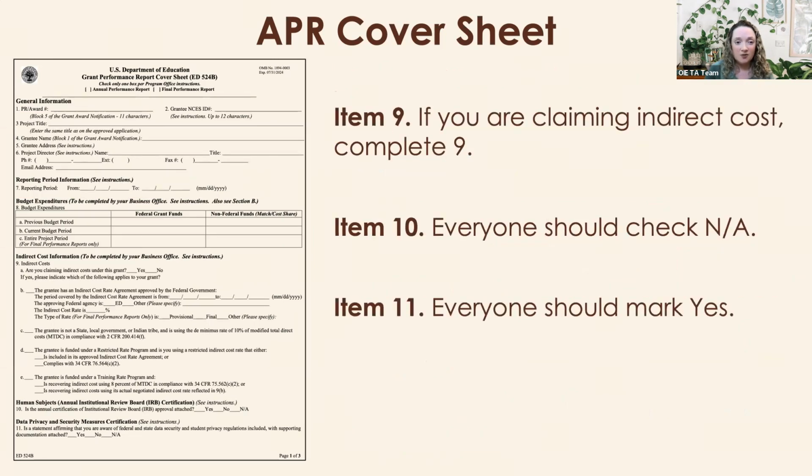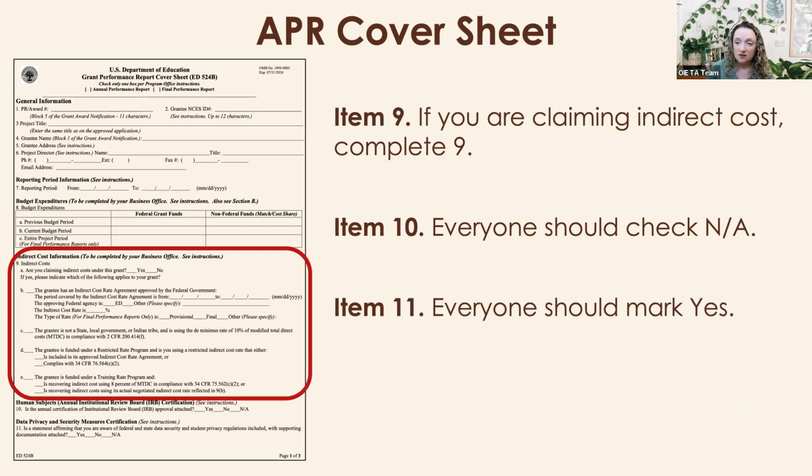Now, as we get to the bottom of the form, if you claim indirect cost on this grant, then you will need to complete number 9. On 9A, you'll mark either yes or no. Do you claim indirect cost or not? If you do, most of you will be then marking 9B, where you'll indicate the effective dates right here, the effective dates of your indirect cost rate agreement. Who you get your indirect cost rate agreement from. It might be Ed, but often it's other entities that actually provide you with that. And what that rate is right here.